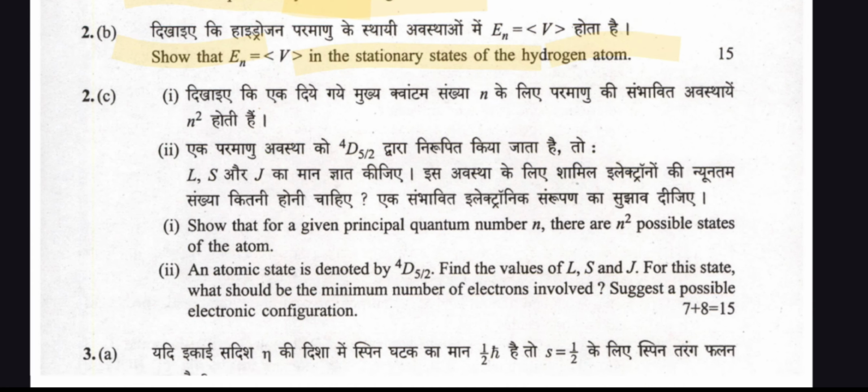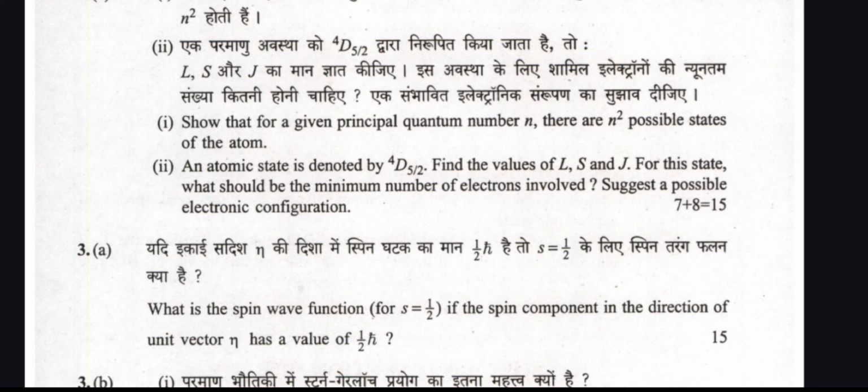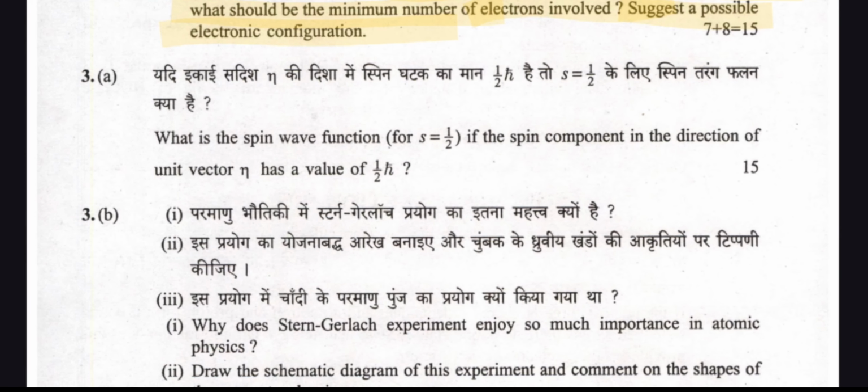And question number 2C. Show that for a given principal quantum number n, there are n squared possible states of the atom. In question number 2, an atomic state is denoted by 4d5/2. Find the values of L, S and J for this state. What should be the minimum number of electrons involved that suggests a possible electron configuration? And question number 3.